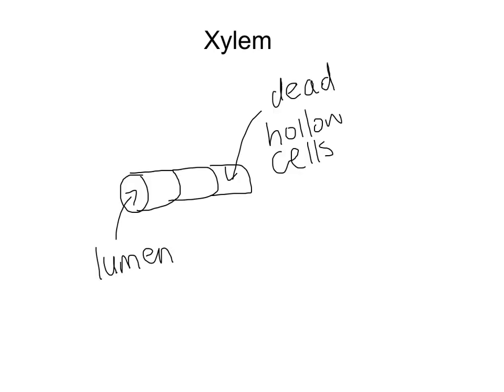Now the cells that make up xylem tissue are actually dead, and they form a hollow tube with the area inside being called the lumen. Now having this hollow tube-like structure allows the xylem to transport water and dissolved minerals from the roots to the shoots and leaves of the plant.